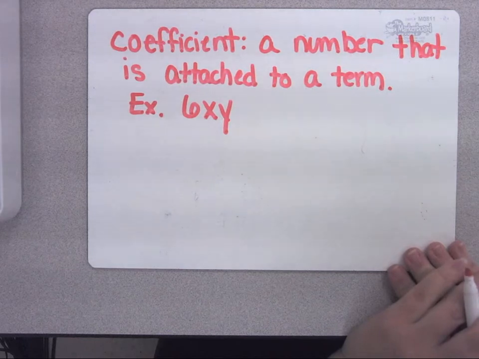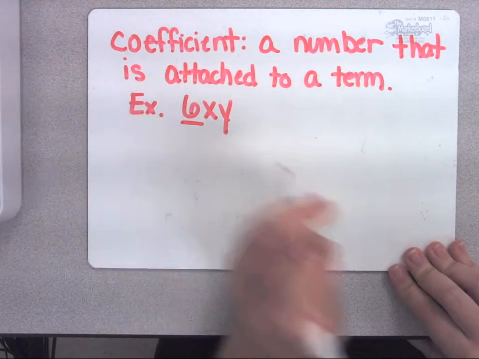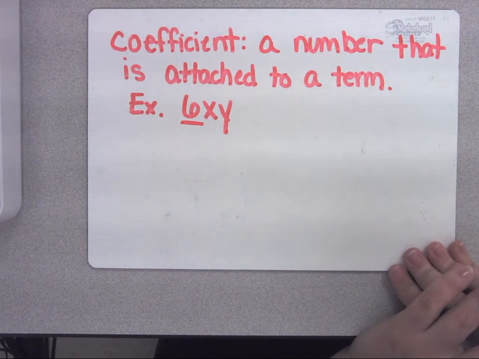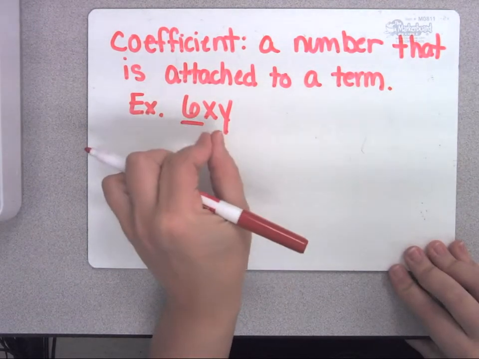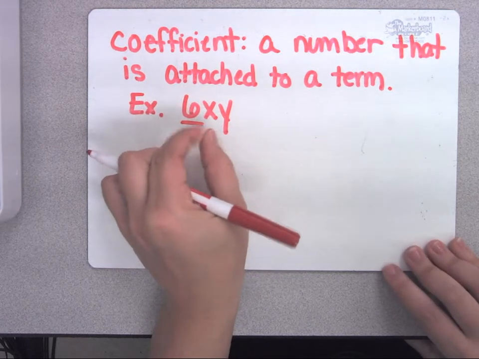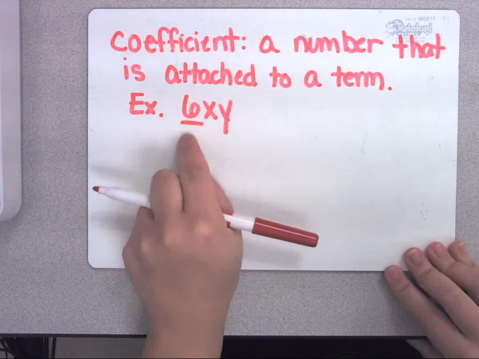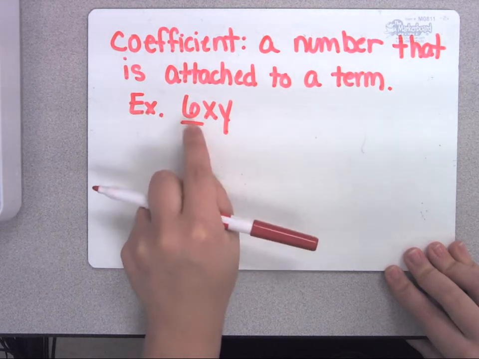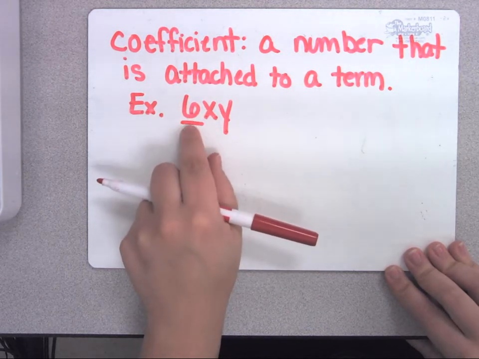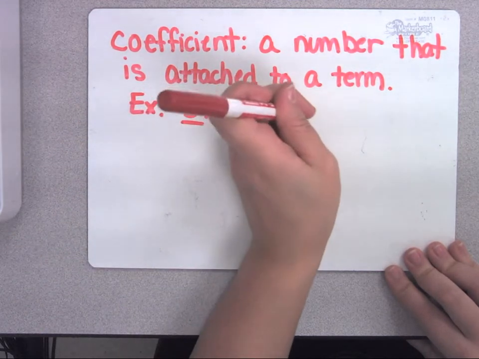6xy. 6 is the coefficient because it's the number. This is one term. Because a term, remember we learned this in the first section, is something connected by multiplication, whether it's numbers or variables. It's the number in the term.